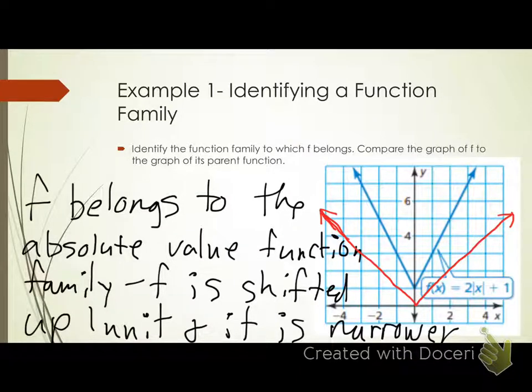What is the equation of our absolute value parent function? F of x equals the absolute value of x, right? Here's this function, f of x equals the absolute value of 2x plus 1. So these numbers inside this function are what's manipulating it and changing it from our parent function. It's transforming it, is what we would say. Okay? Does that make sense? Are there any questions on example 1?